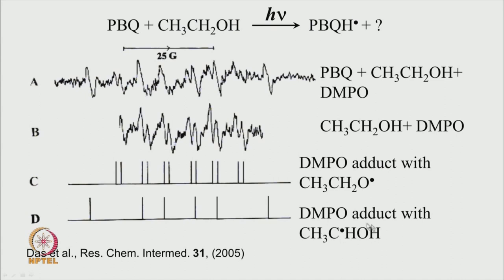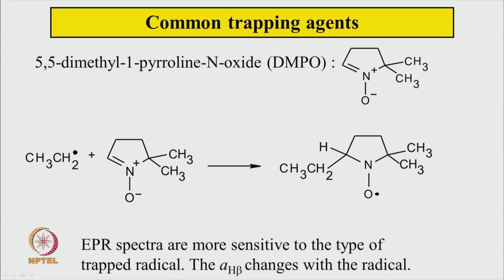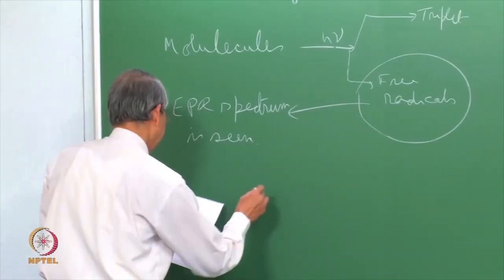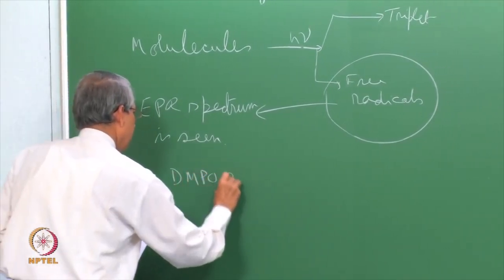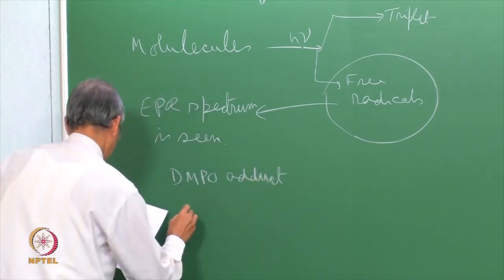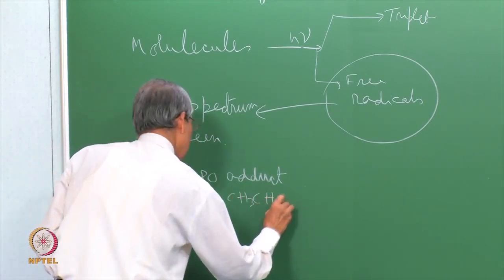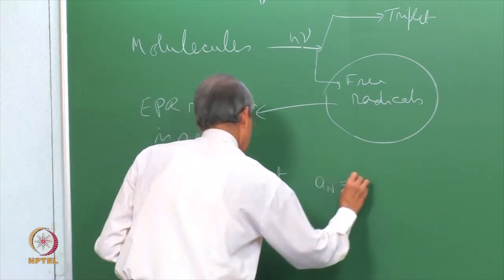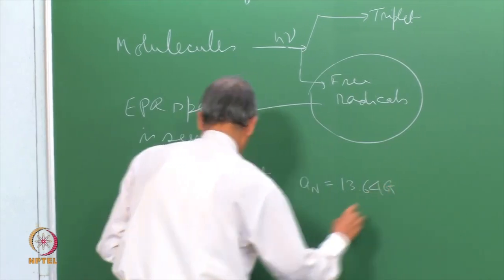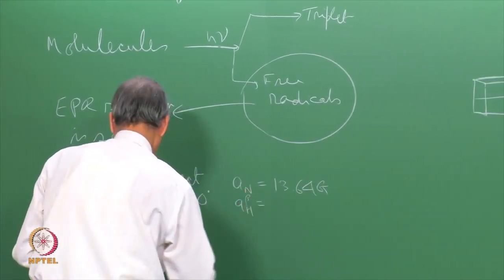The other one is this one, when you use ethanol; this is isopropanol. So there is a very large splitting constant due to this for one trapped radical, and a somewhat smaller splitting constant due to the other radical. So these values I write here. This nitrogen splitting constant is 13.64 Gauss. This is the beta coupling constant.